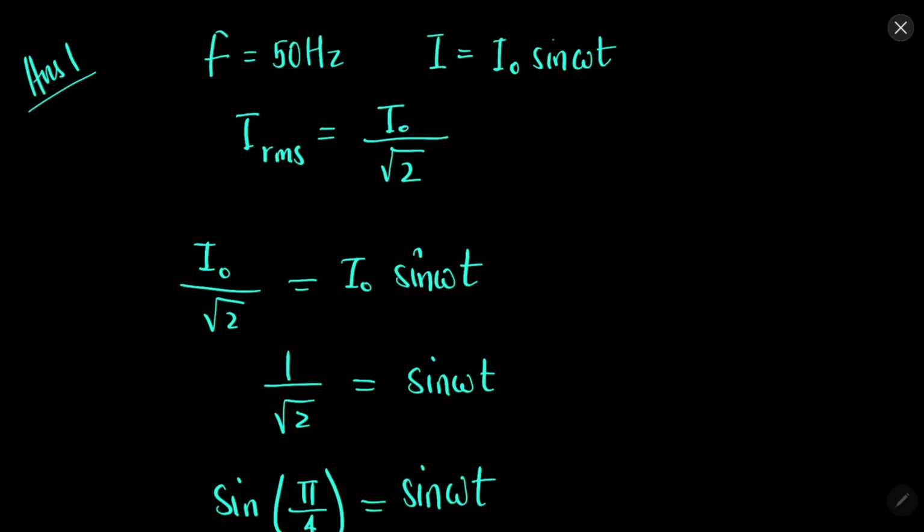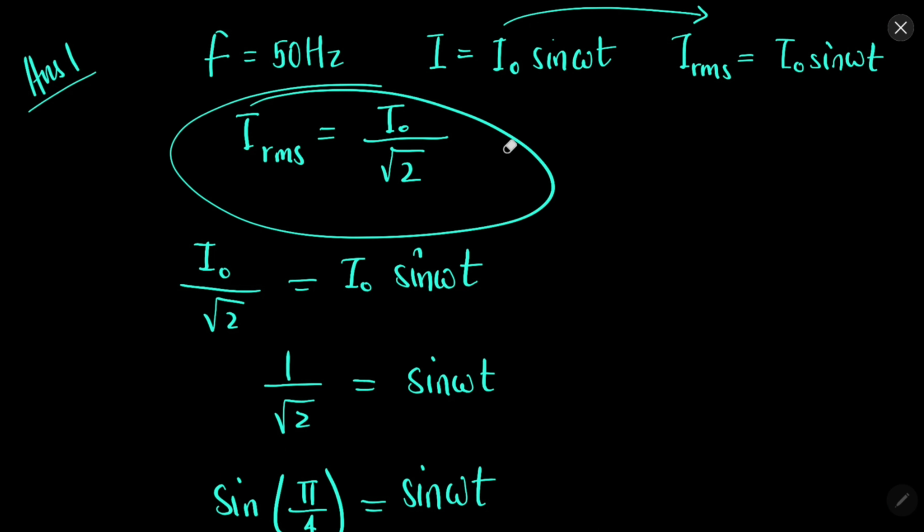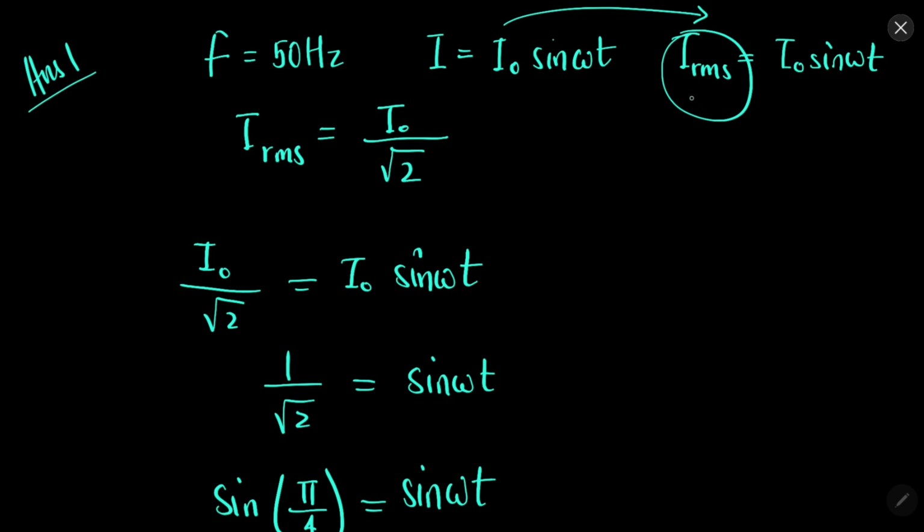Again, remember, we needed to find RMS value. So at the place of I, we can use IRMS equal to I naught sine omega t for this question, okay? And IRMS is this much. So at the place of IRMS we put I naught over root 2.